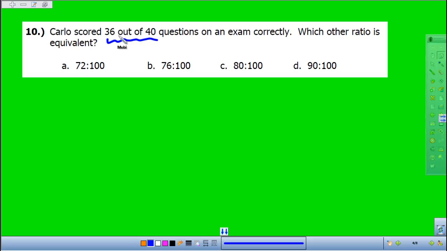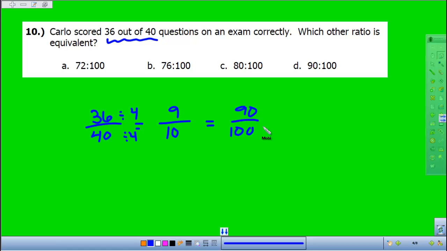Okay, number 10 is one we've done a lot when we find percent of our number, when we want to find percent on an assignment. So if I got 36 out of 40, I could divide that. But if you want to do something quicker, I like to find what I get out of 10. So 40 divided by what is 10? Well, it's 40 divided by 4. 36 divided by 4 is 9. If I have 9 out of 10, that's the same as saying I have 90 out of 100. 90 per 100 would be 90%. And we can see right here, D would be 90 out of 100.